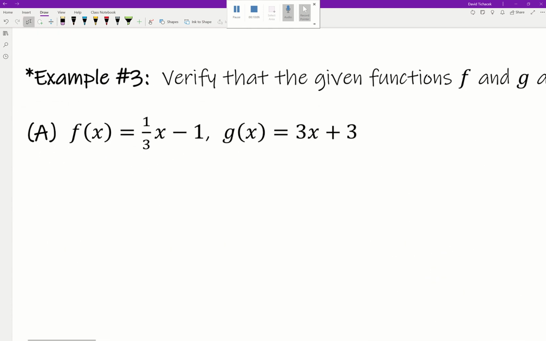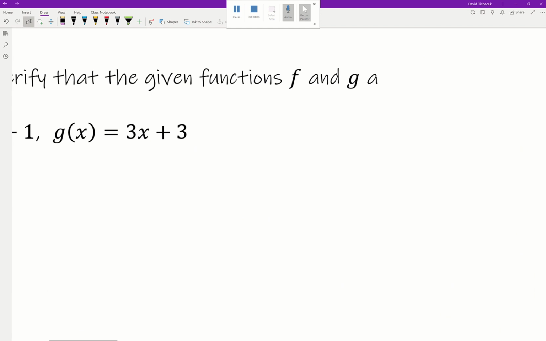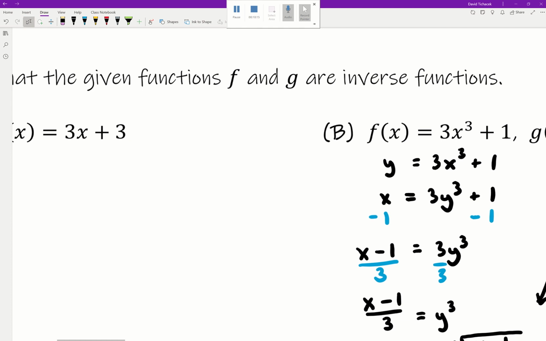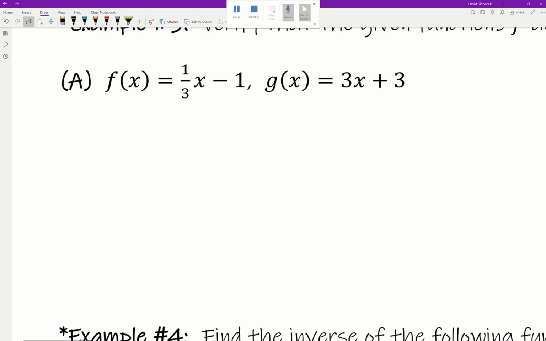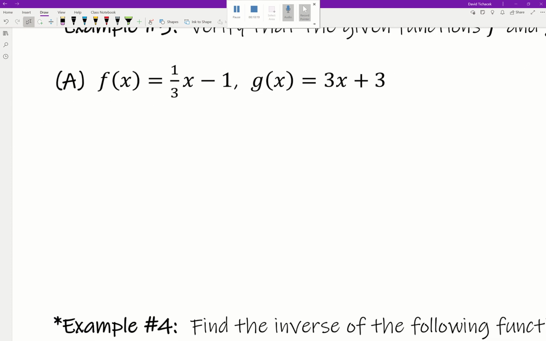So it says here in example 3, verify the given functions f and g are inverses of each other. Those are the directions right there. So we were given this example here in part A. f of x is equal to 1/3 x minus 1, and then g of x is equal to 3x plus 3. We want to show that these are inverses of each other, okay?